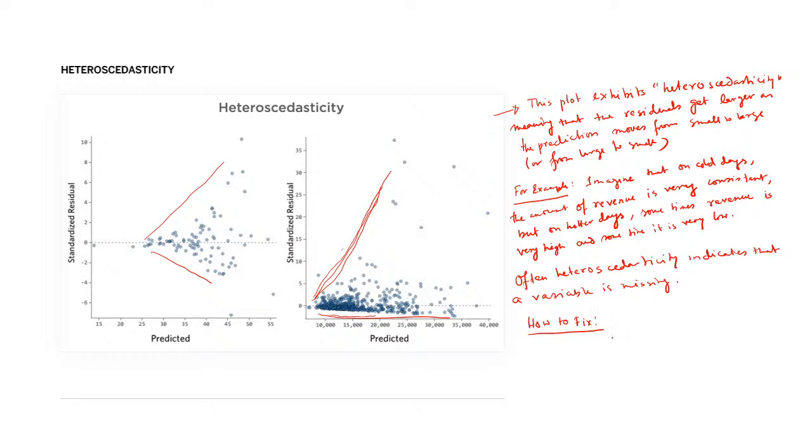The most frequently successful solution is to transform a variable. Just transform your variable, then you can fix this problem if heteroscedasticity occurred.